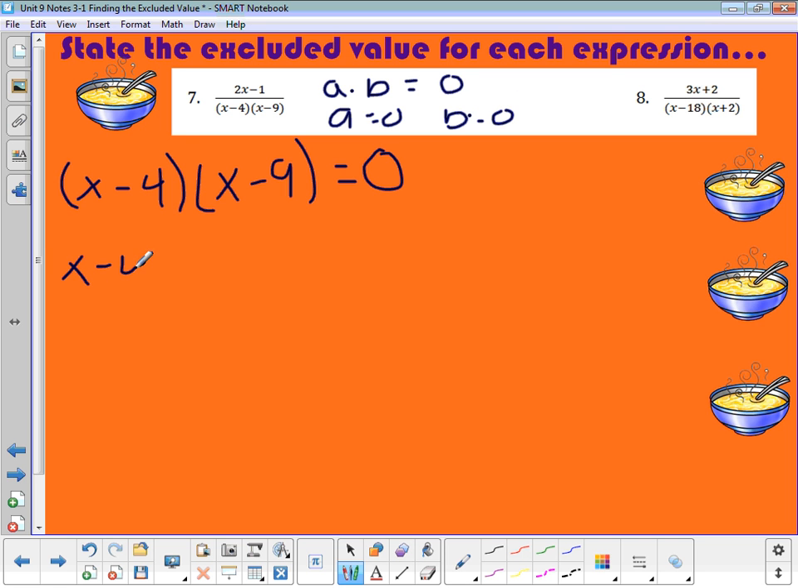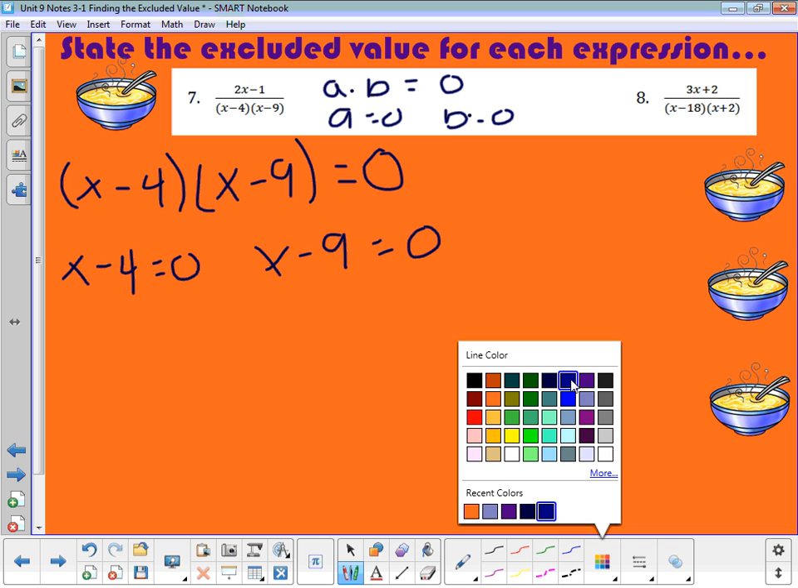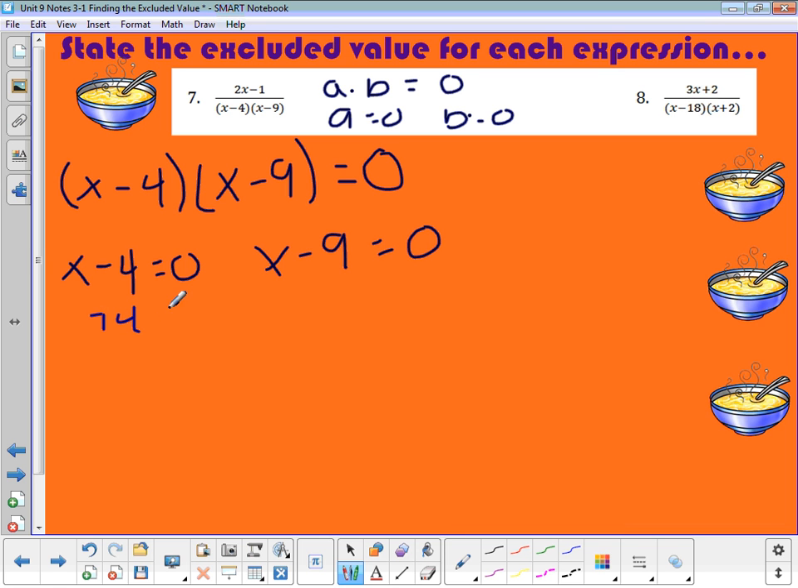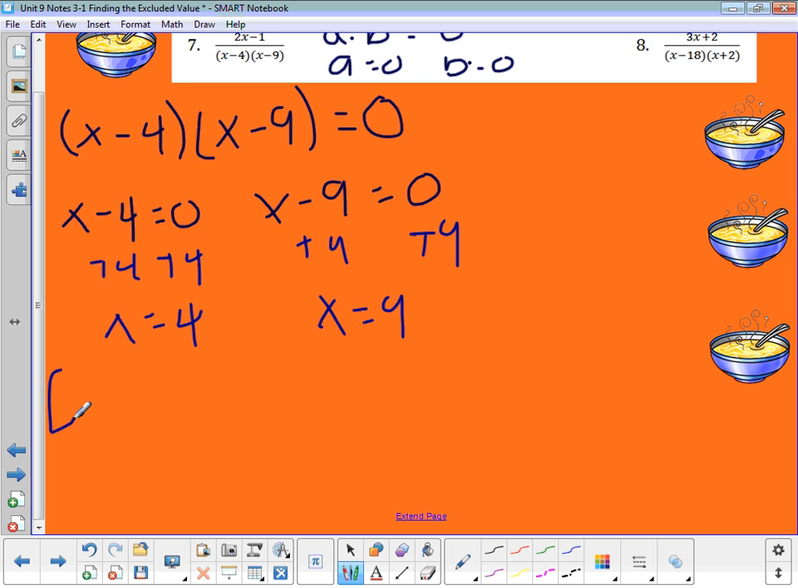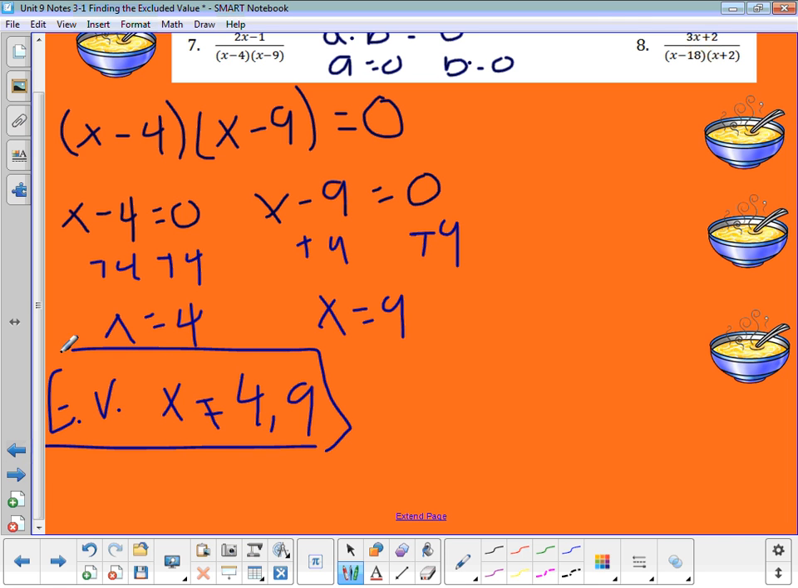We're going to take x minus 4 and set it equal to 0, and we're going to take x minus 9 and set it equal to 0. So now I'm going to solve each of those factors for x. So I get that x is equal to 4, and I'm going to add 9 to both sides on this one, and I get that x is equal to 9. So now I want to write out that my excluded values are that x cannot be 4 or 9. So I'm writing out that it can't be either.